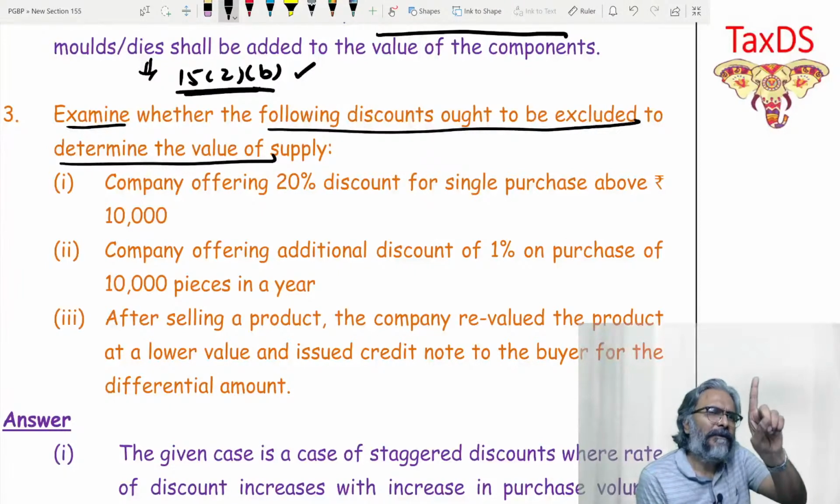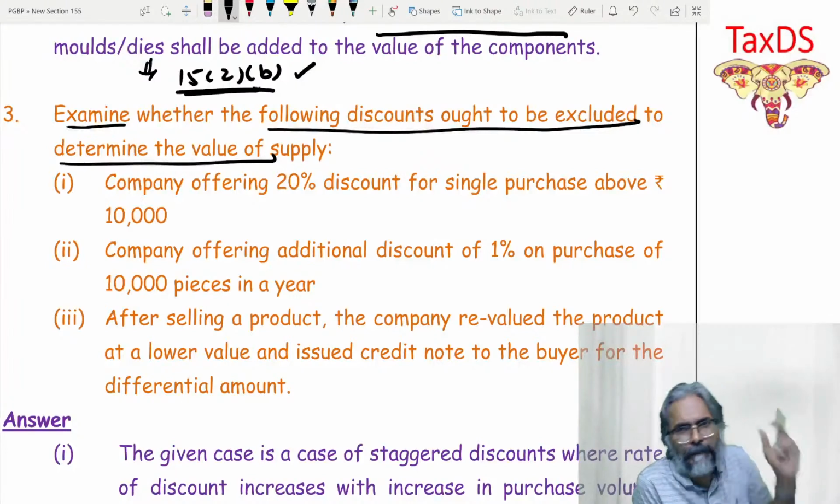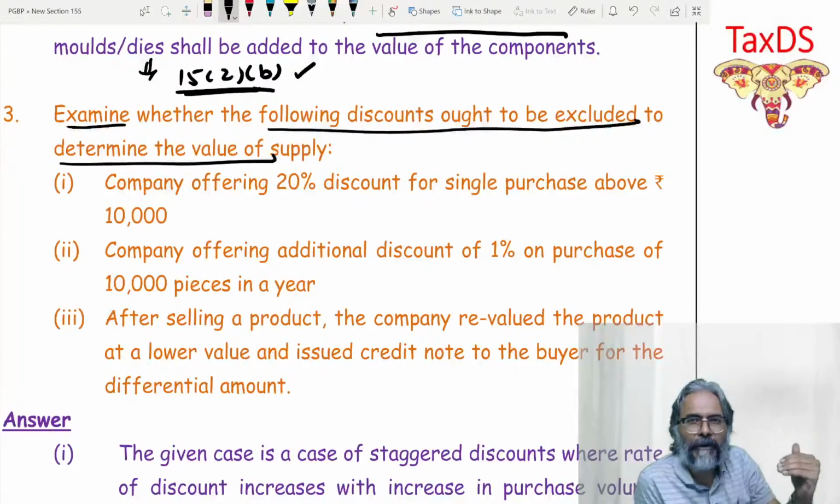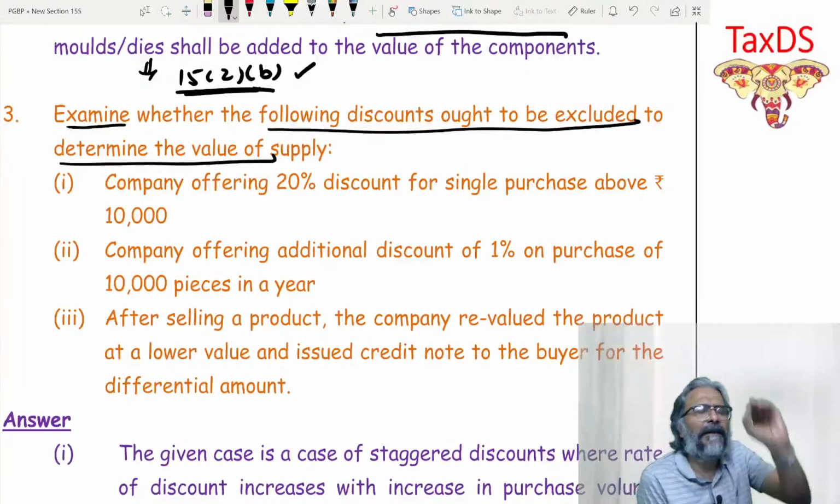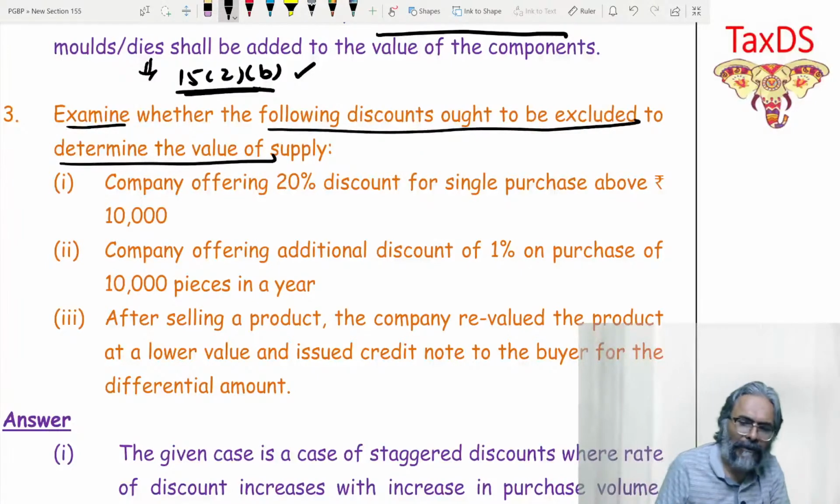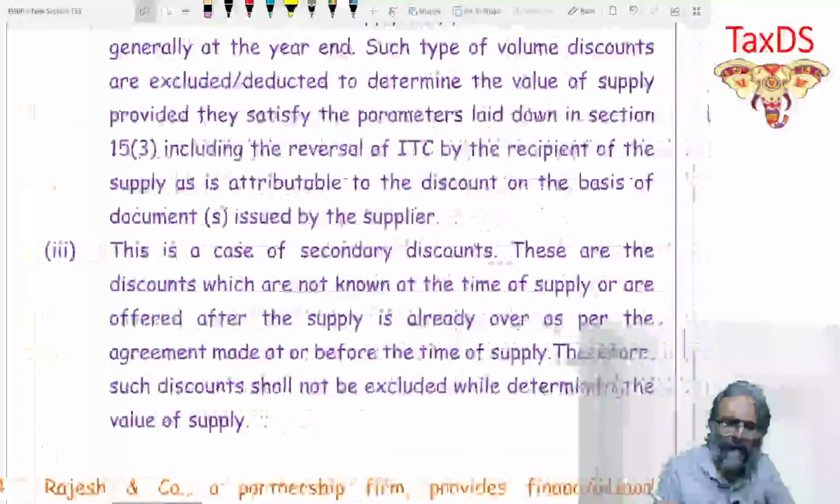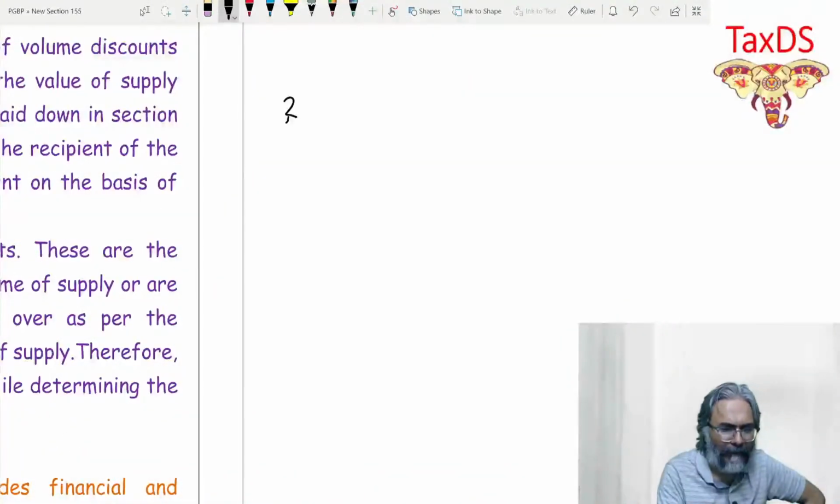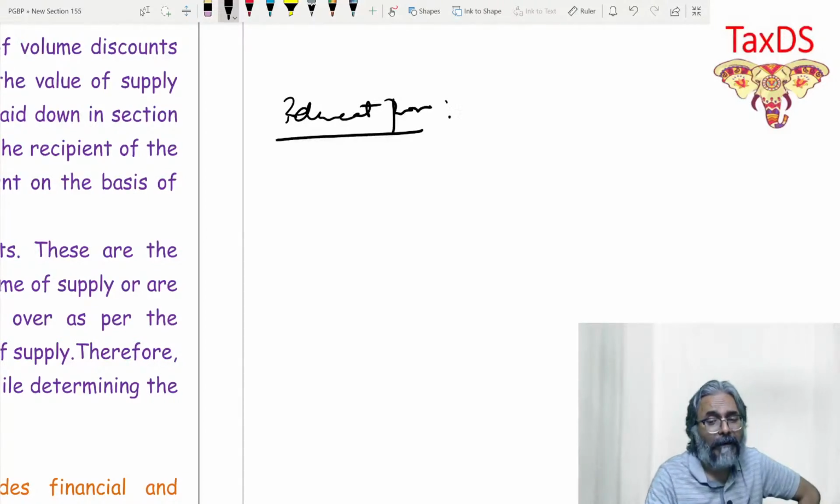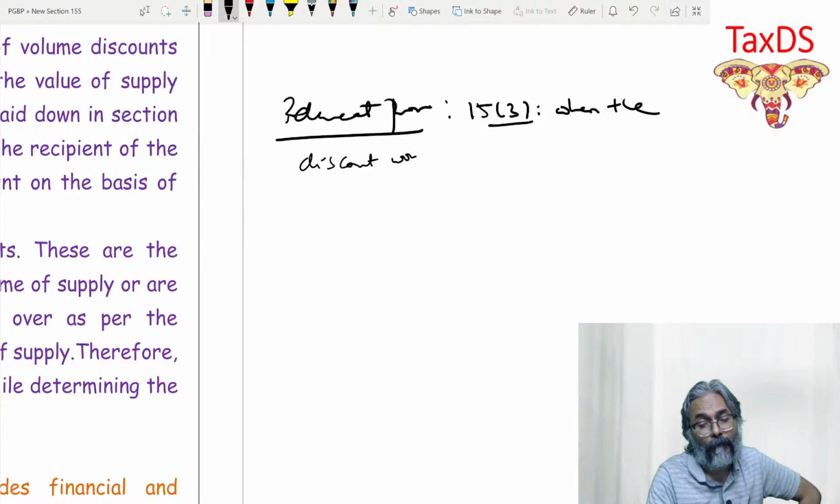What should you do first, students? Immediately first write the provision. Relevant provision 15(3)(b) when the discount is deducted. So directly you write, students, not 15(2)(b) in this case. So how are you going to write it? Relevant provision presentation would be 15(3) when the discount would be reduced from the transaction value.